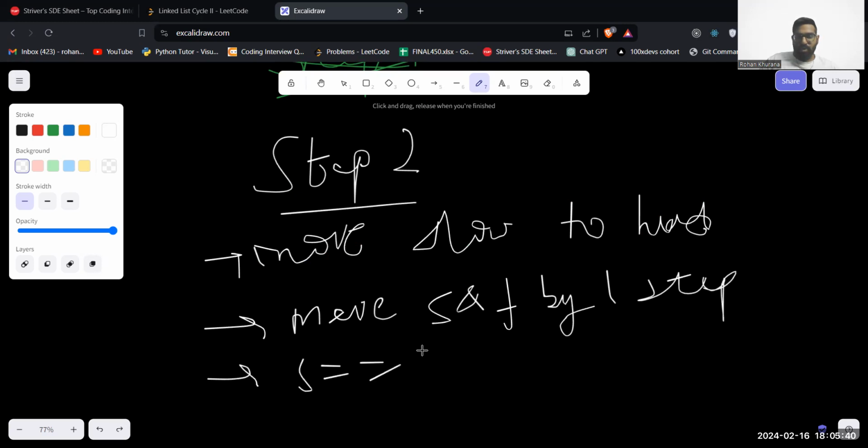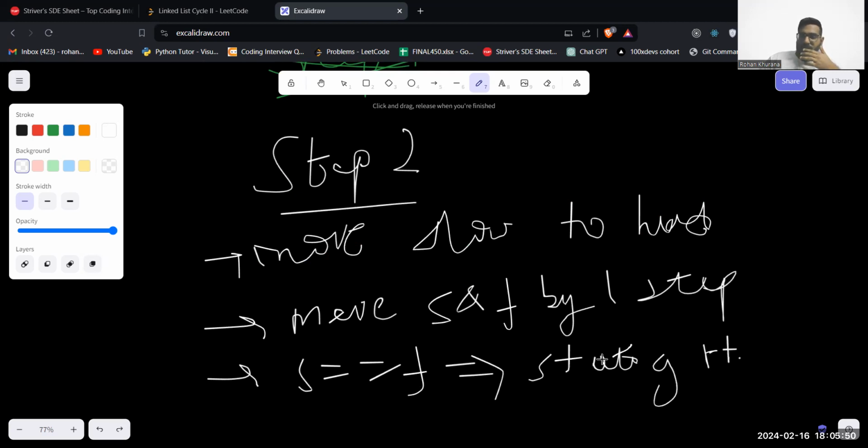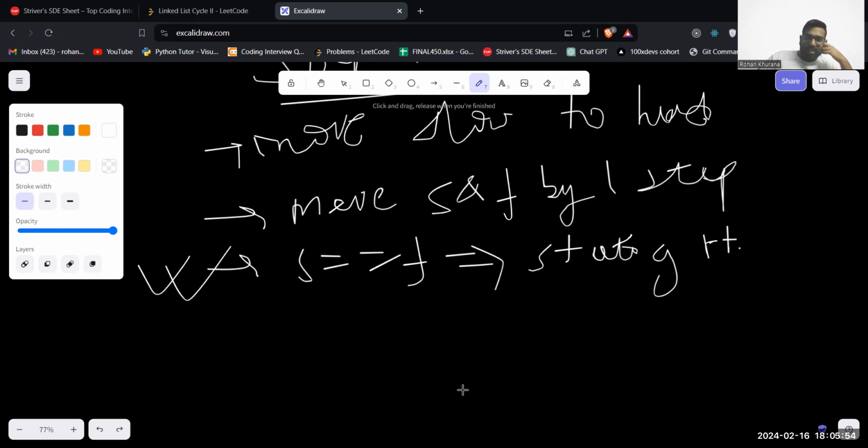Slow equal to fast. This is the starting point. Cool. This is the starting point. Now we are sure that this is done. But how is it done, right? What is the proof behind it? Let's see. Okay, cool.